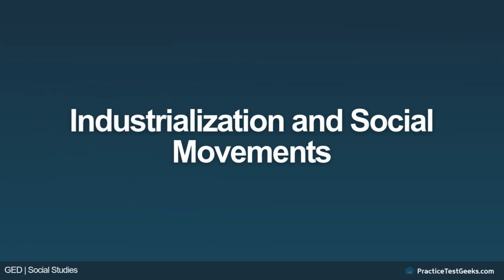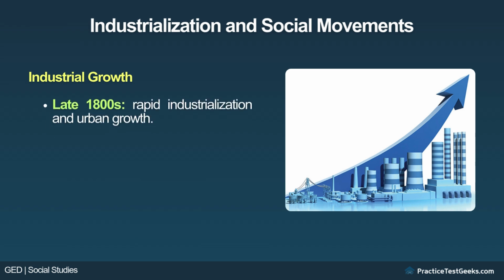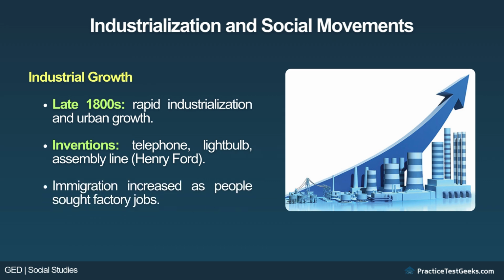In this section, we'll cover the rise of industry, major social changes like women's suffrage, and the U.S. role in 2 world wars. Industrial growth. In the late 1800s, the United States experienced rapid industrialization and urban expansion. Key inventions like the telephone, the electric light bulb, and Henry Ford's assembly line revolutionized communication, daily life, and manufacturing. Cities grew as factories expanded, and immigration surged as people sought new economic opportunities in industrial jobs.